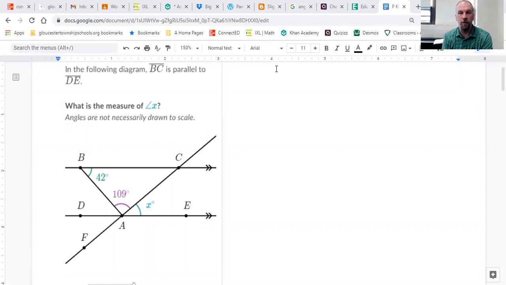Hello again. Welcome to another Wonderland creation. Today we're going to look at some more complex angle puzzles. See how we can start putting all these things together.